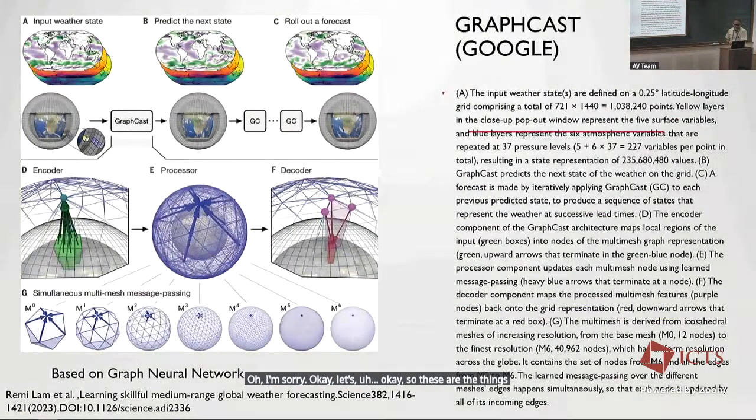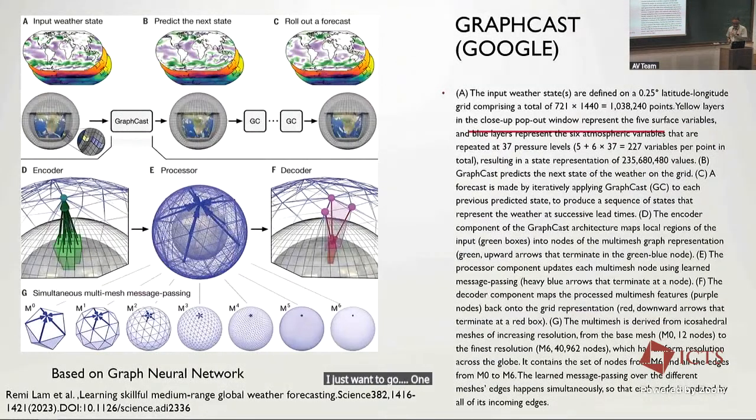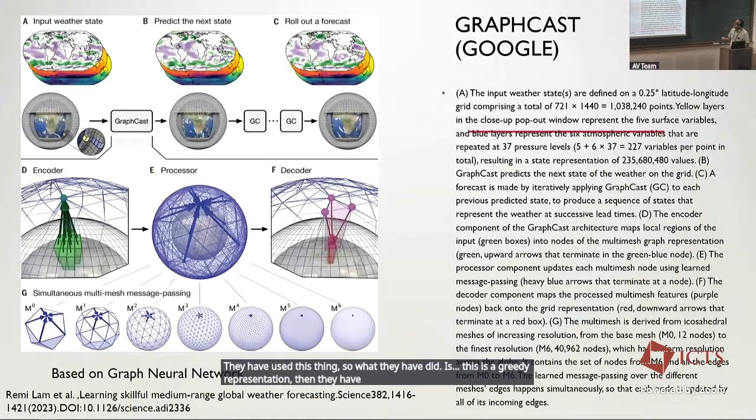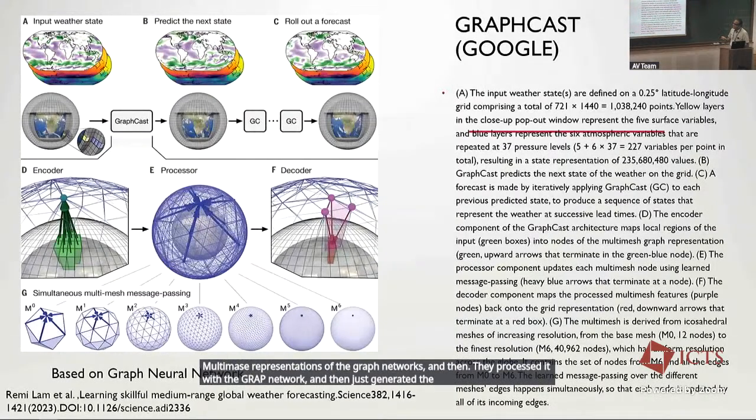So I'll stop on impact-based here. I just want to go to one slide on GraphCast, the graph neural network, the same concept which we have used. They have a gridded representation, then a multi-mesh representation of the graph networks, processed it with the graph network, and then generated the forecast. We did this with 8 to 10 parameters; now it's around 50,000 parameters.